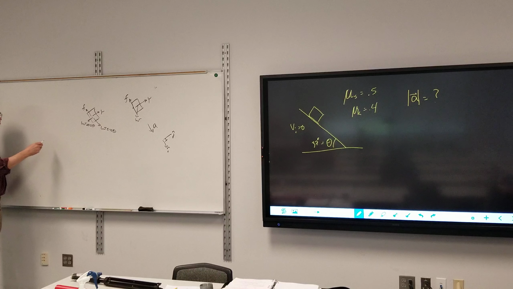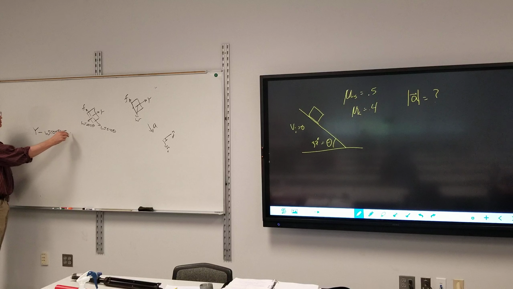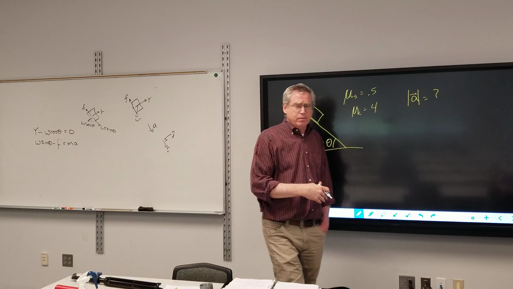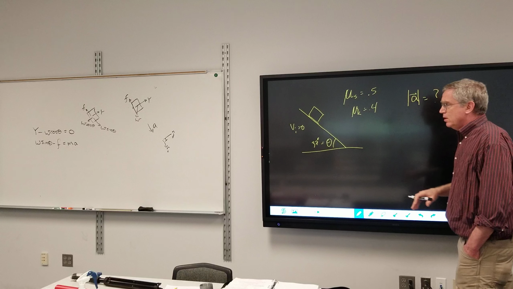Equations of motion. First off, how many equations of motion will there be? Two. All right, and what are they? Y: N minus W cosine theta equals 0. All right, one down. X: W sine theta minus friction is equal to mA. So whether it's static or kinetic friction, none of this has changed.